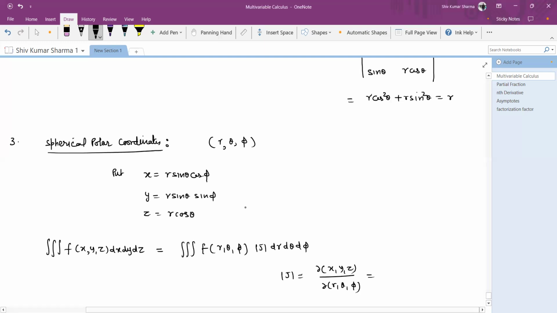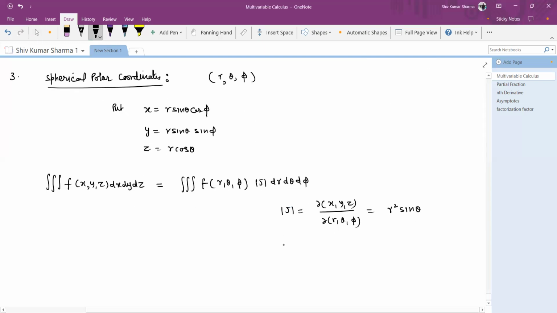You can calculate this, and we write down directly that the value of this is r square sin theta. We have already discussed this in the Jacobian portion. So you can write this as f of r, theta, and phi times r square sin theta, dr, d theta, and d phi. Basically we use this formula for the change of variable. For the double integral we use the above two, and for the triple integral case we use the third one. So we start the problems.